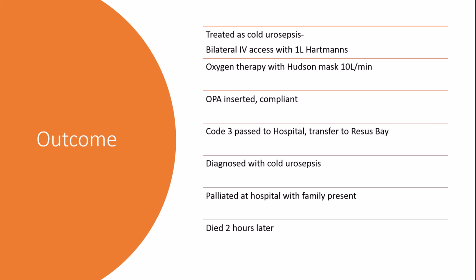Rather than there being a fever, there is no fever. In fact, it's going the opposite direction. So this usually can suggest a worse outcome for these patients where they're septic and they're cold. We got bilateral IV access. The patient had 1 liter of Hartmann's, which didn't do much in terms of raising the blood pressure. When we got to hospital, the hospital blood pressure machine only read about 80/60, so it wasn't a significant increase.